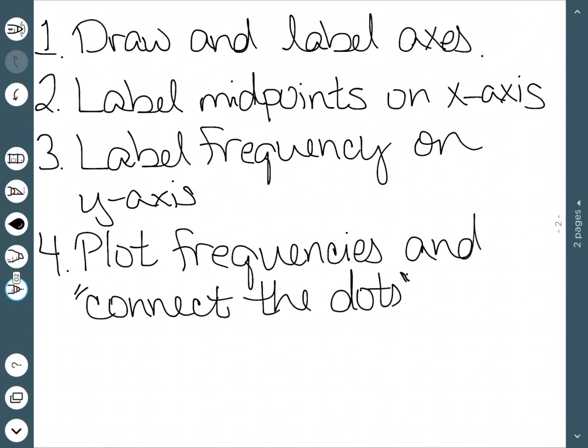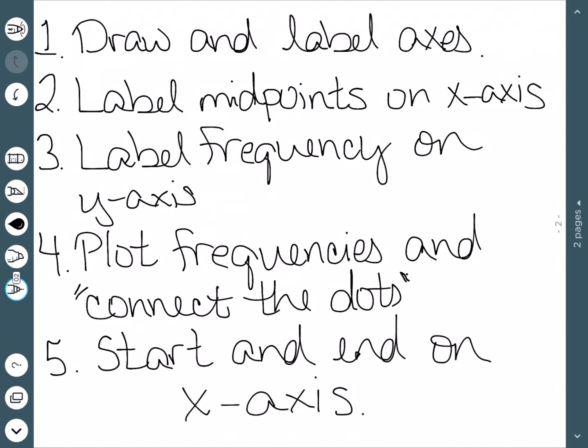We'll then plot frequencies as points at these midpoints and then connect the dots. And there's one key thing that's really important when we're connecting these dots. We need to start and end on the x-axis. So both our starting point and our ending point will be on the x-axis, and then we'll just connect the dots from there. So now that we have some of the basics, let's do an example.